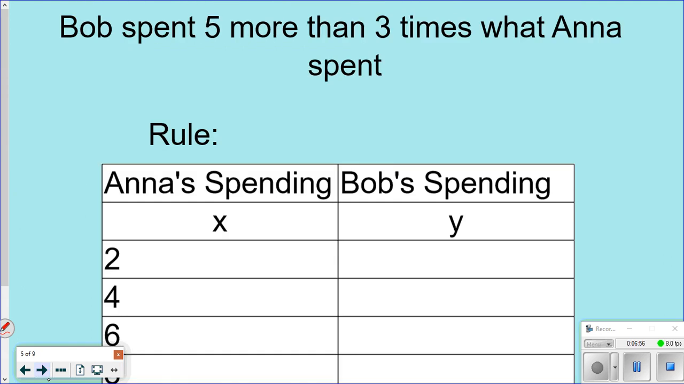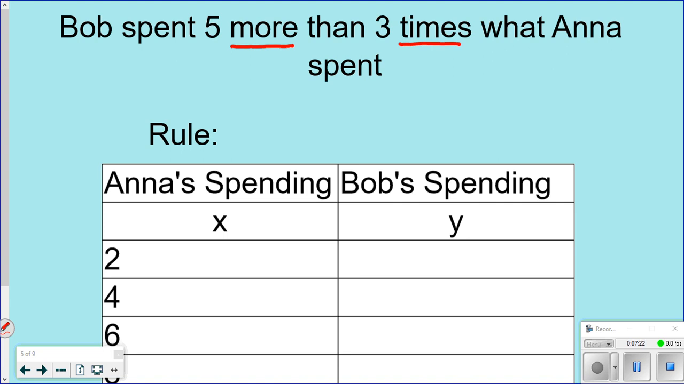All right, let's try another one. It says Bob spent 5 more than 3 times what Anna spent. Okay, so first of all, we have to write our equation. Bob spent 5 more than 3 times what Anna spent. We have to find our keywords. So what's most important? Well, the most important thing is the times. If you think of Please Excuse My Dear Aunt Sally, the times is the most important thing.